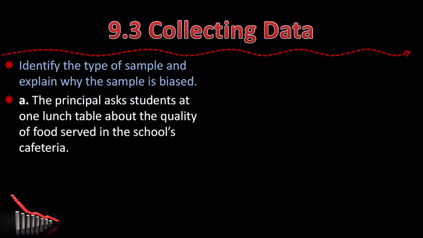So the principal asked students at one lunch table about the quality of the food served at the school's cafeteria. All right, so what type of sample? Well, it appears like we've grouped by lunch tables. So we've grouped, and then we've asked all the students at just one of those groups. That is cluster sampling. And why is it biased? Well, usually all the students who are together at a table think alike, but they may be different than the students at other tables. So all the students at this table think alike, which is different than the students at the other table.